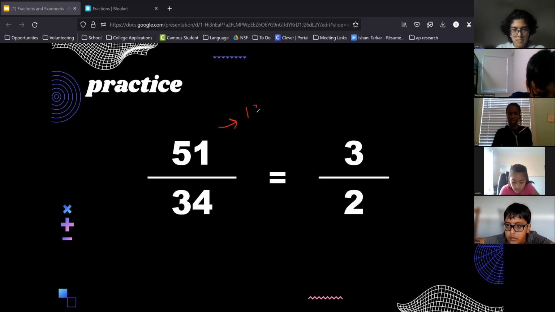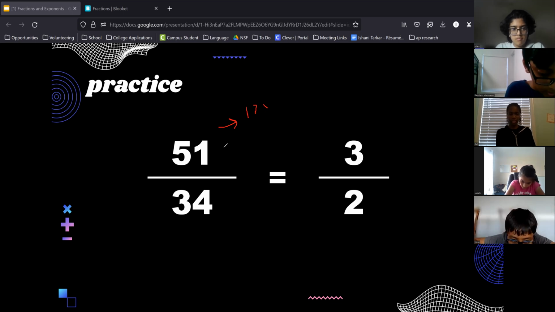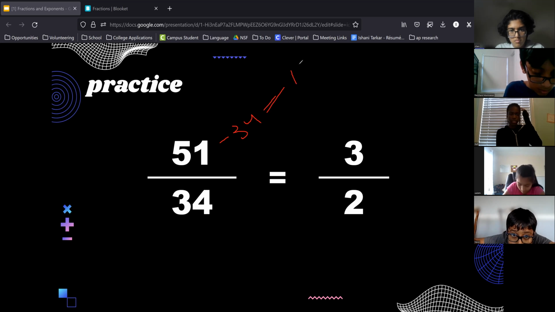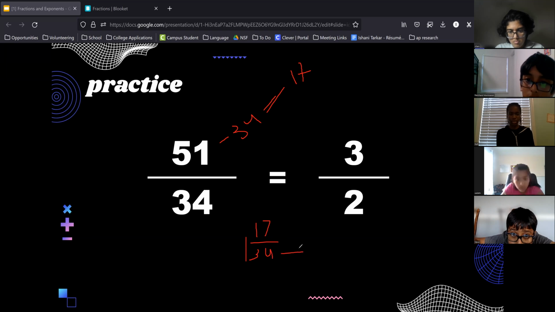And so for this one, you could start by dividing 51 by 34 since it's an improper fraction and get 1 and 17 over 34. Or you can use the prime factorization method, where you do 51 is 17 times 3, and 34 is divisible by 2, so that would be 17 and 2. And then the 17s cancel out, and that leaves a 3 and a 2.